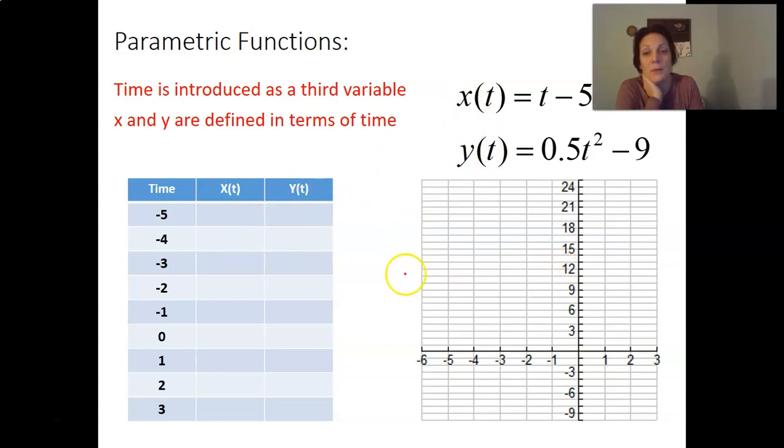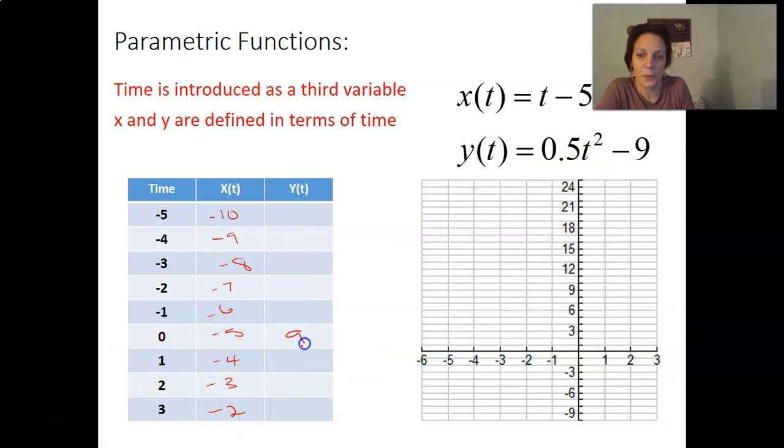Okay, so if you take a look at this particular parametric function, the x position at any time is given by t minus 5, so it's pretty easy to fill in the x coordinates for this function. At negative 5, it's going to be negative 10, and then it's just going to be negative 9, negative 8, negative 7, negative 6, negative 5, negative 4, negative 3, negative 2, right? This is a linear relationship. For the y values, I'm going to have to square this value, cut it in half, subtract 9. So I'm going to start at the easy one, which is 0.